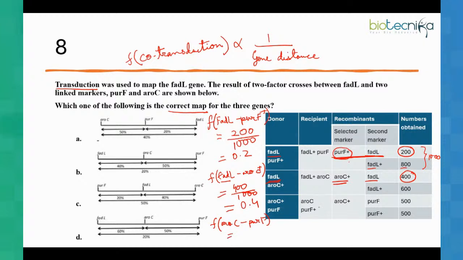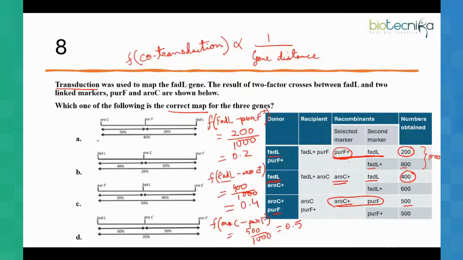Again, we are checking for ARO-C plus. So we have to look at this PER-F combination. This is 500. So this will become 500 divided by 1000, so 0.5. So now what do we see?